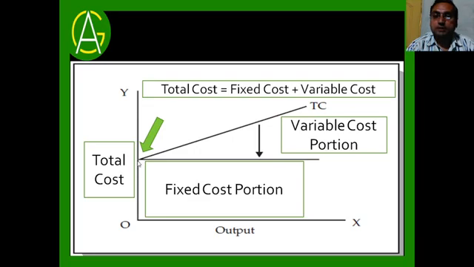Once again I am repeating, fixed cost plus variable cost is equal to total cost. At 0 unit of output, what will be the total cost? At 0 unit of output, the fixed cost will be the total cost, because at 0 unit variable cost is 0. So total cost will be equal to fixed cost, and the total cost curve will start from above the fixed cost portion.